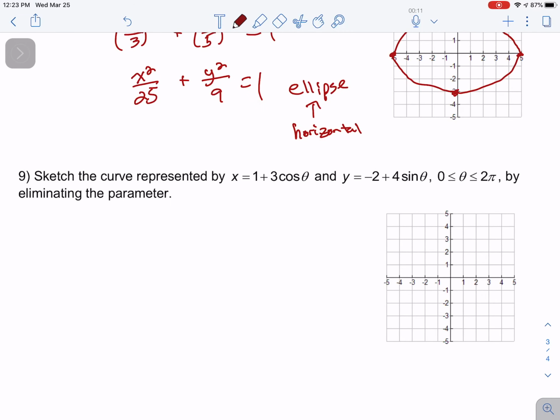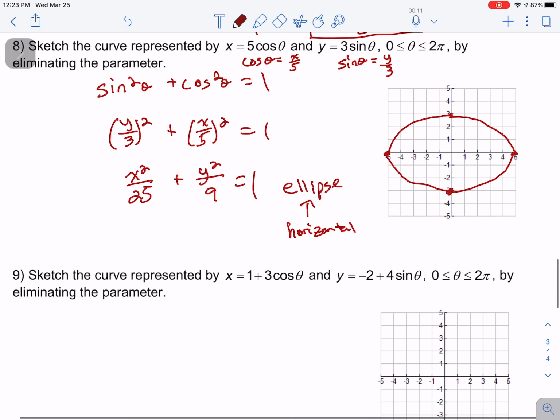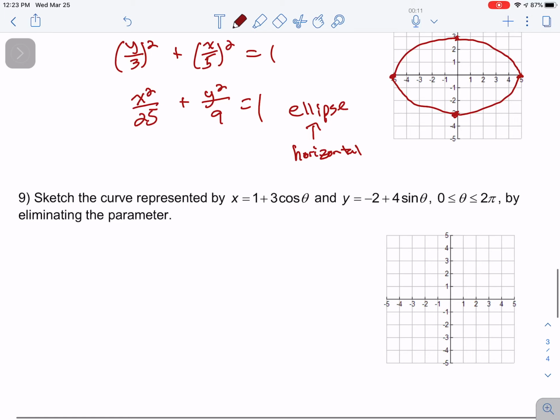Why don't you go ahead and try number 9 on your own. It's very similar to 8. You should get an ellipse, so go ahead and try it out. Pause it, and we'll get back.